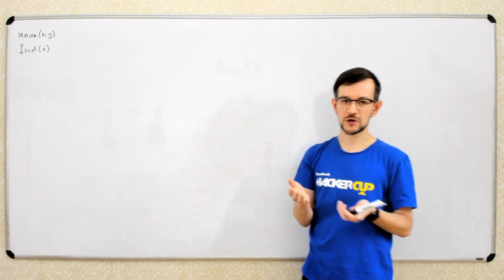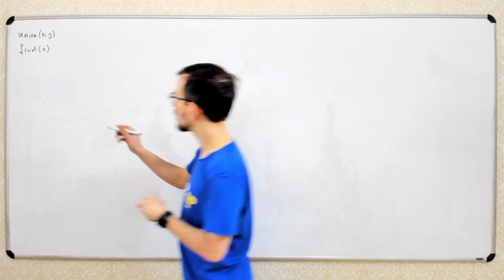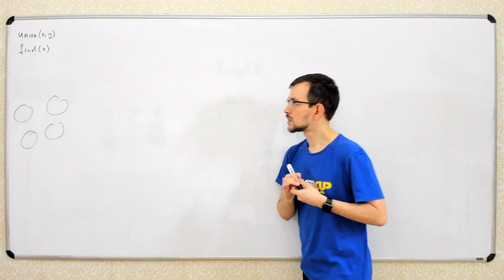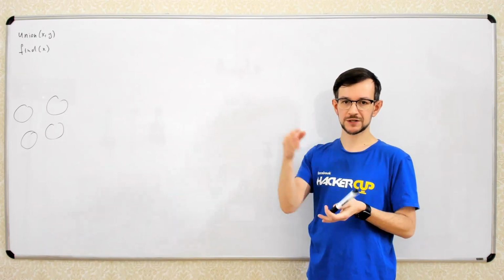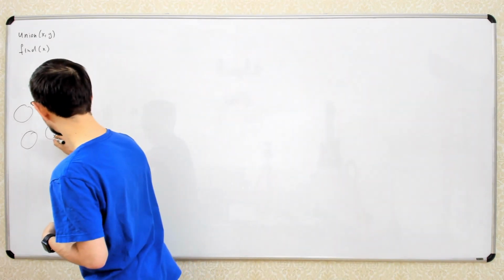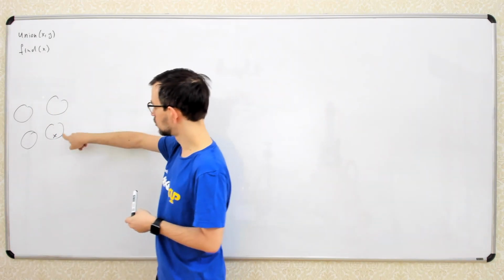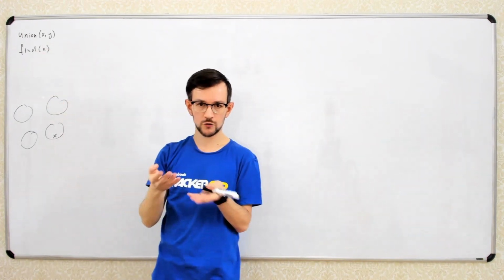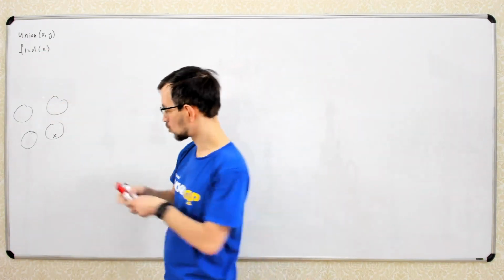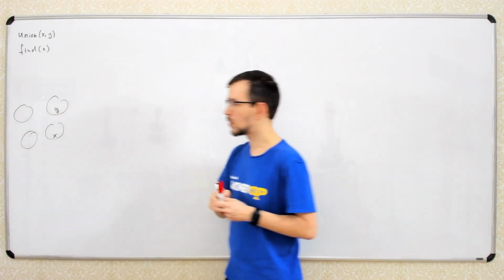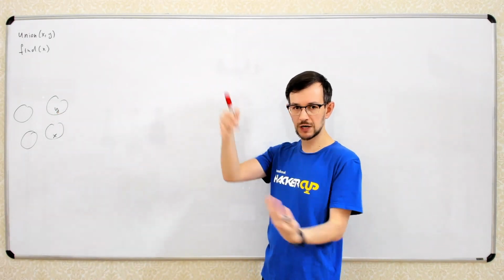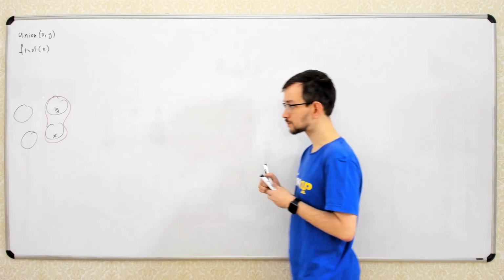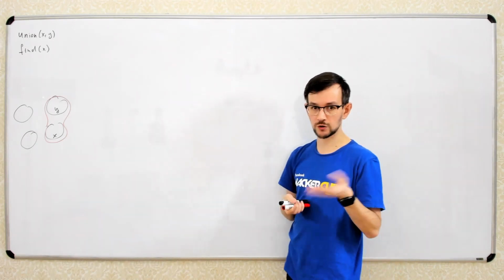The current state of your data structure is some sets. The find operation returns the set which contains element x. So you have element x, and the find operation gives you the set which contains element x. The union operation just makes the union of two sets. So you have two elements x and y, and when you call the union operation, these two sets combine into one. You merge these two sets into one big set like this. So these are the two operations, union and find.